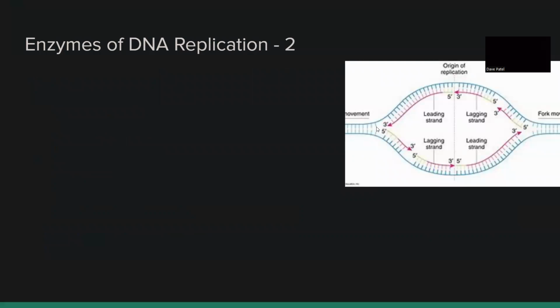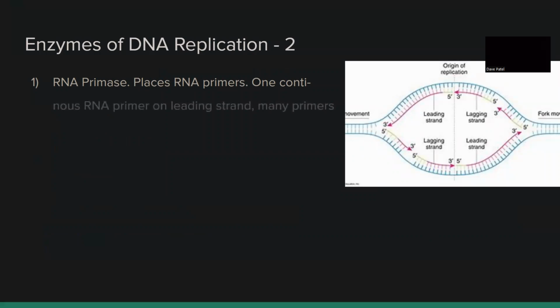Continuing on with the enzymes, you have RNA primase, which is going to place the RNA primer on the leading strand. There's only going to be one primer on the strand. It's going to be completely continuous because most of the enzymes in DNA replication are very friendly on the leading strand, 5' to 3' towards the replication fork. All the enzymes work very efficiently with the leading strand.